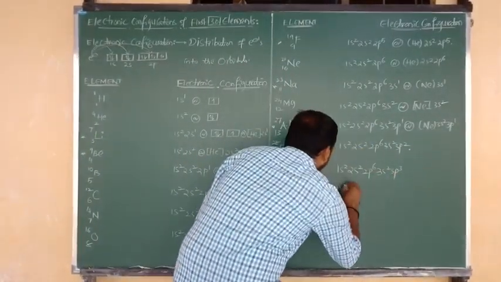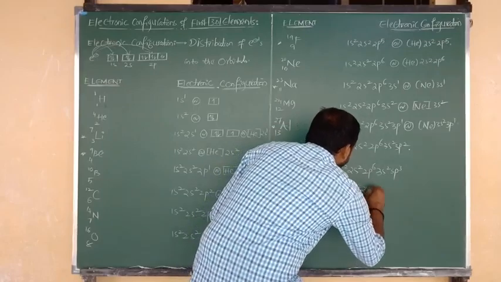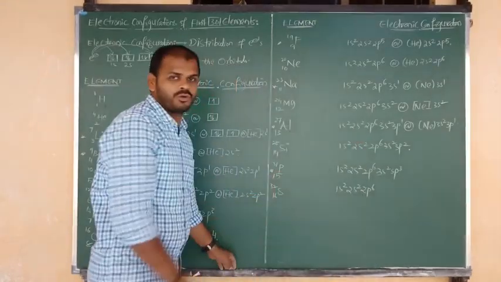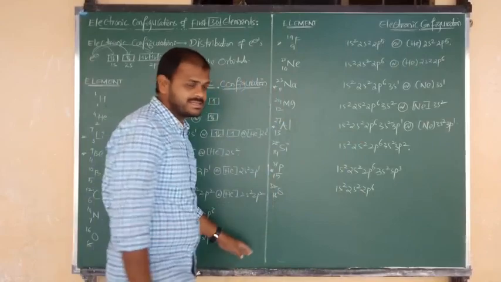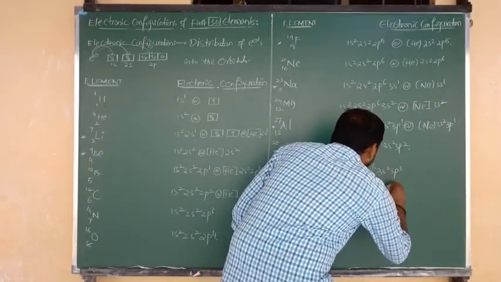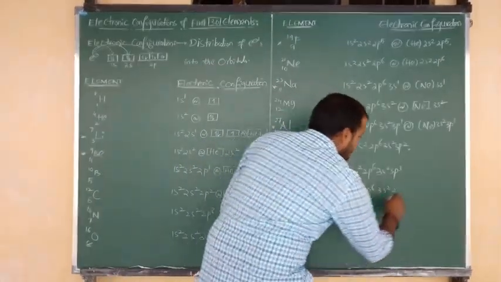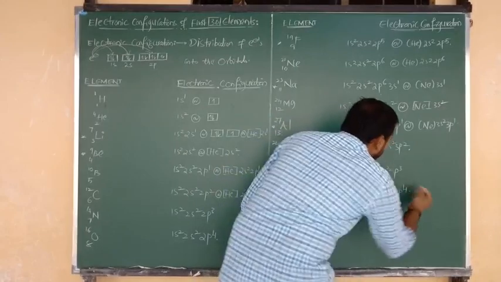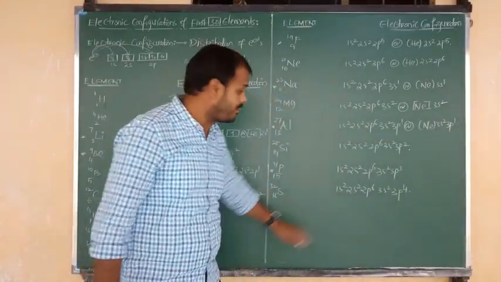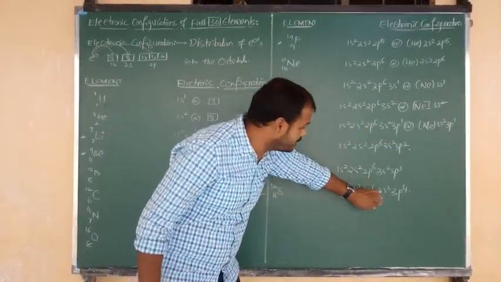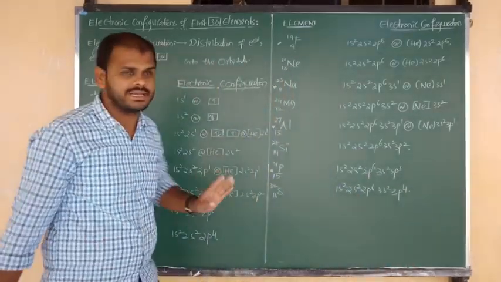So what can we write now? 1s2, 2s2, 2p6. Up to now 10 electrons are over. Remaining 6 electrons are there. So 3s2, 12 electrons clear. Remaining 4. So we have to say 3p4. And also we can say the short form. Up to here is helium. Helium 3s2, 3p4. That also you can say.